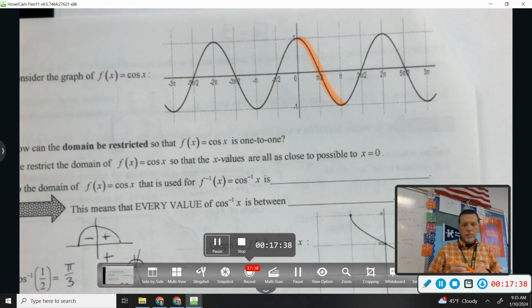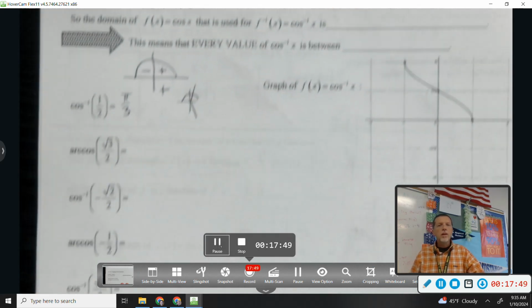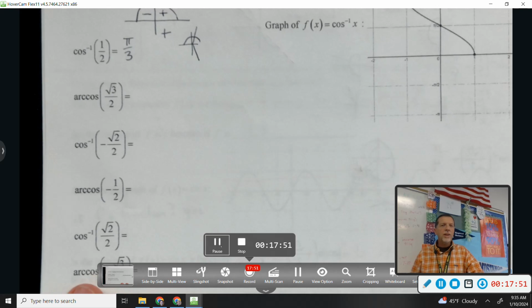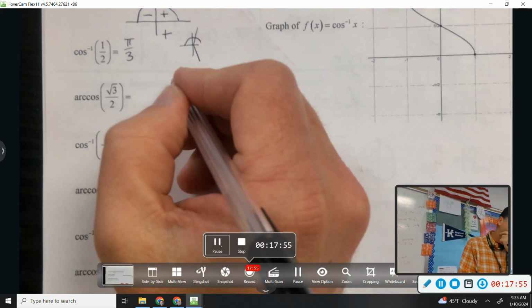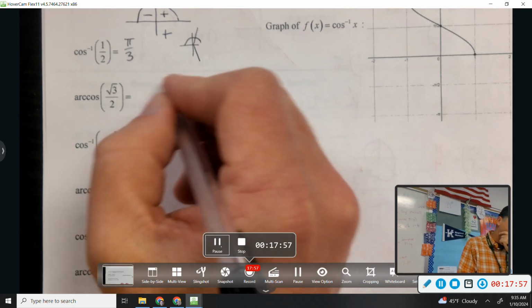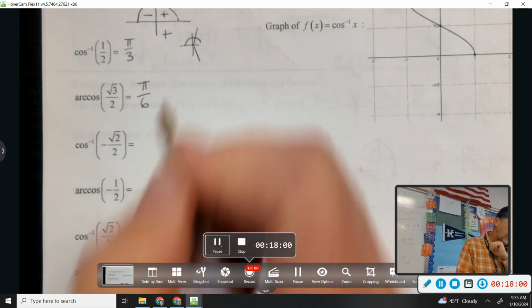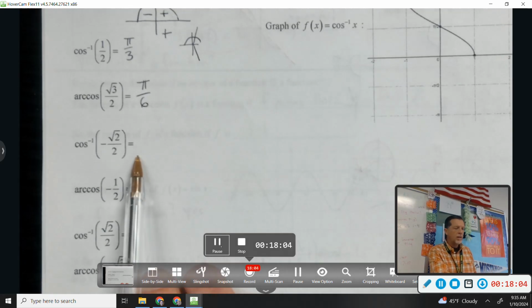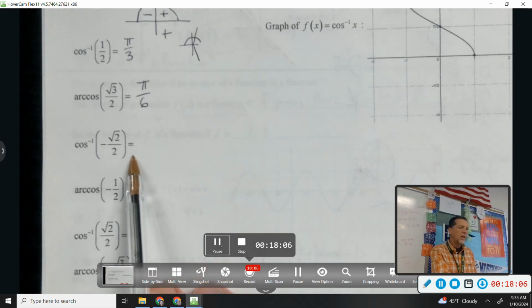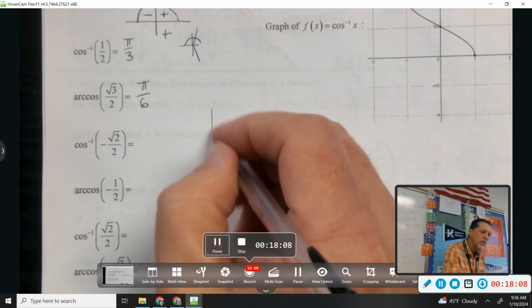There's the 0 to pi to make it 1 to 1. So it's a different range for cosine. All right, how about an angle whose cosine is root 3 over 2? Pi over 6. Ooh, a negative one. Inverse cosine of negative root 2 over 2.